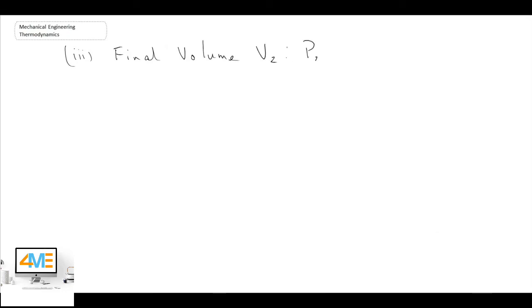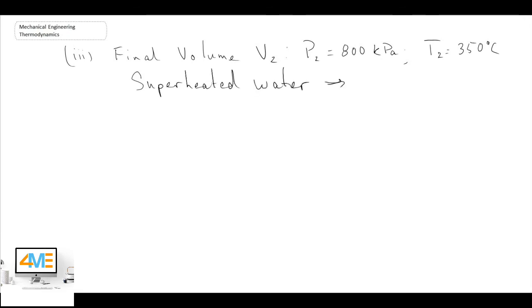So what do we know there? We know that the pressure is 800 kPa, and we know that the temperature there is 350 degrees C. Well, remember earlier we said that we were in the superheated region, so we go back into our tables and we look under superheated water. And from that, we'll find a table at a pressure of 0.8 MPa, and then we look for 350 degrees Celsius, and from there we can obtain the specific volume.